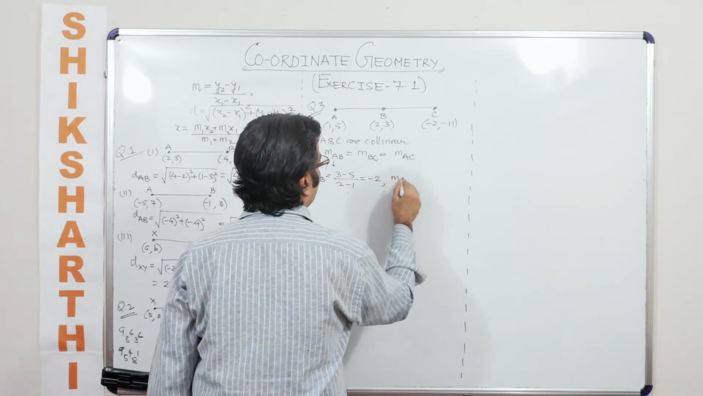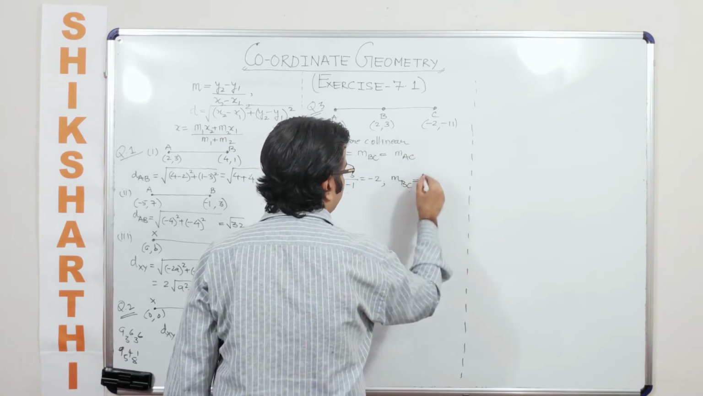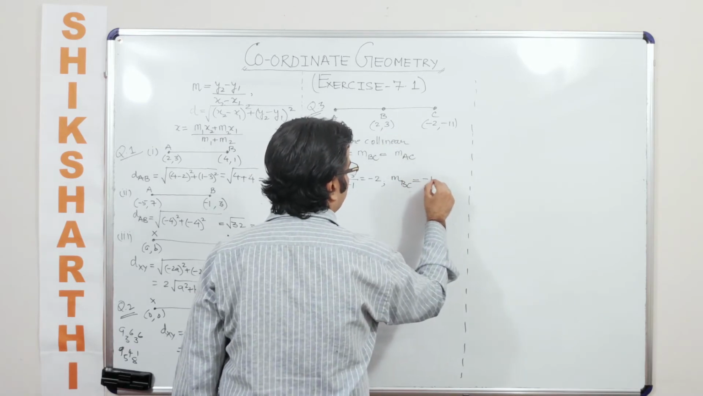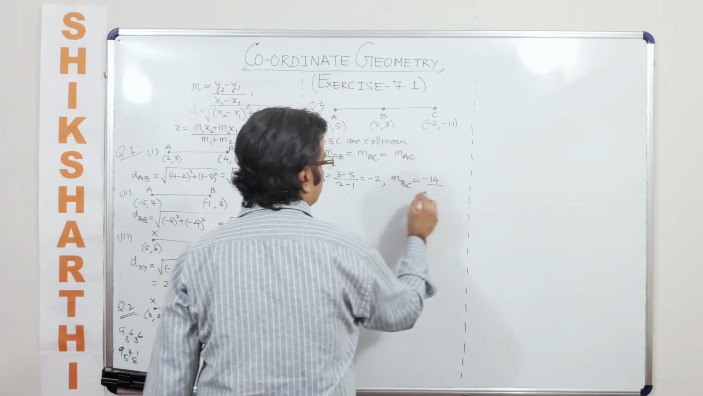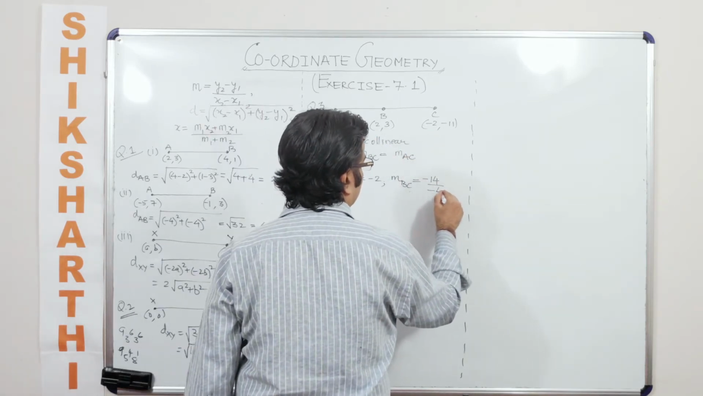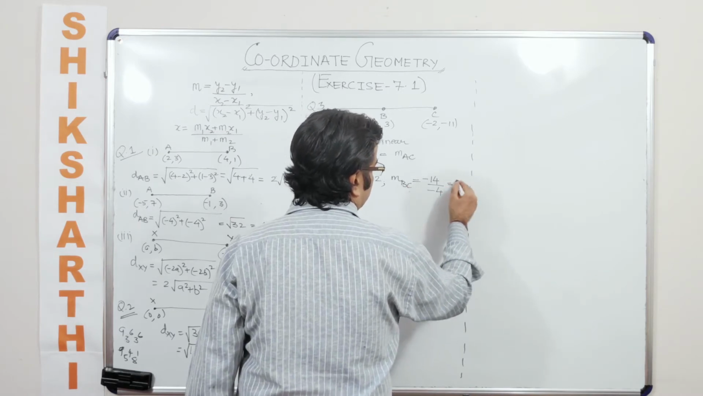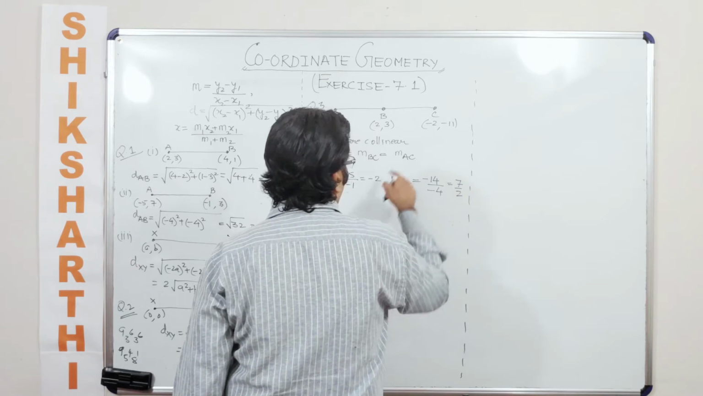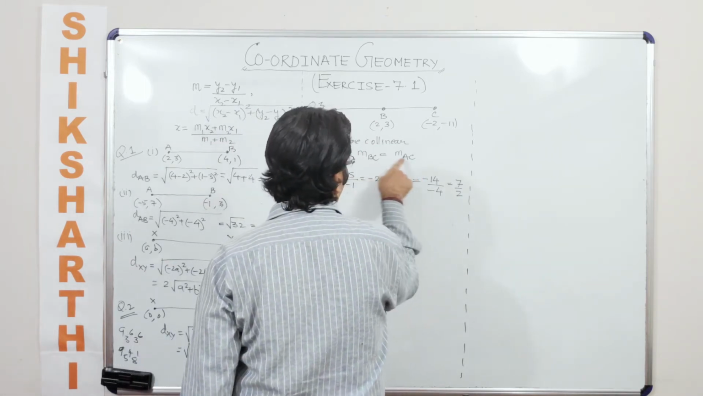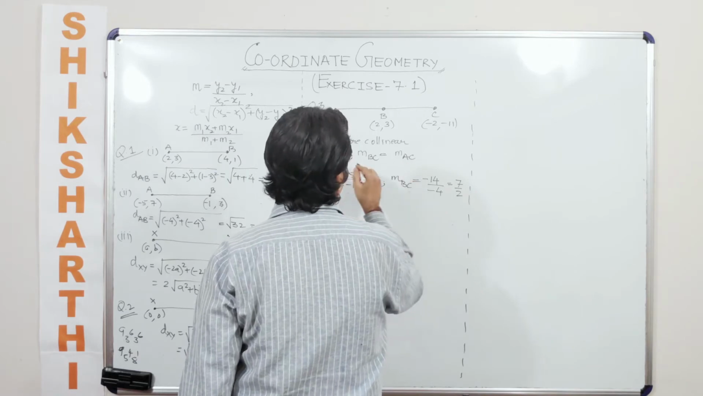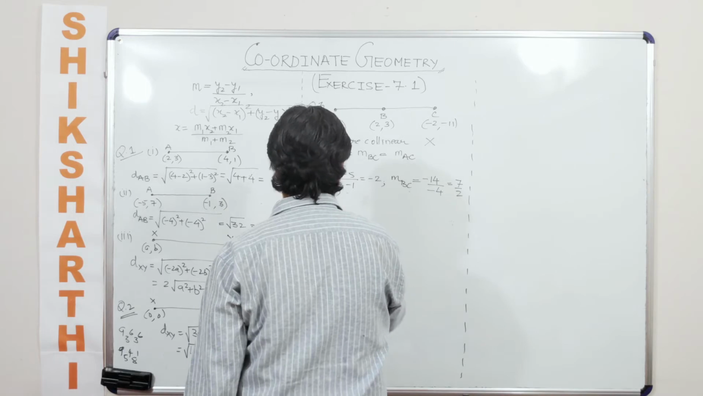Similarly, if I find out the slope of BC, it is y2 minus y1, which is minus 14, divided by x2 minus x1, which is minus 4. This comes out to be how much? You need not go further now, because once these slopes are not equal, the slope of this will not be equal. So are they collinear? No, they are not. Moving on to question number 4.